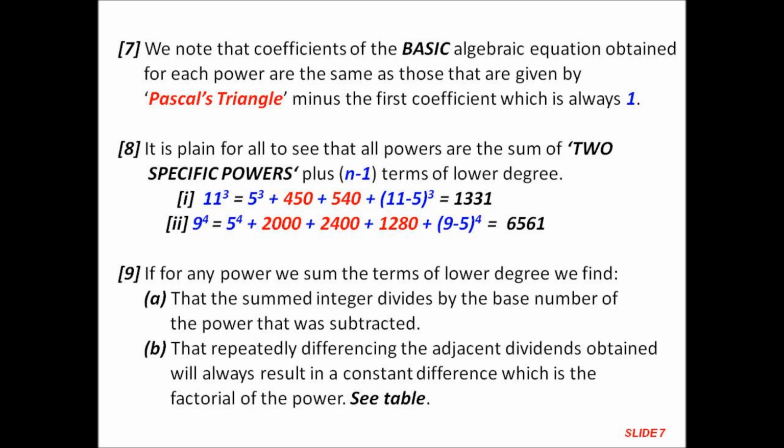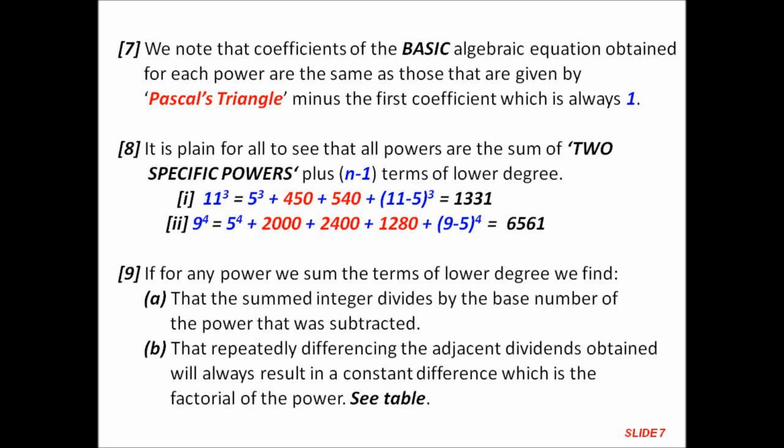1. 11 cubed is equal to 5 cubed plus 450 plus 540, plus (11 minus 5) all cubed, is equal to 1331. 2. 9 to the 4th equals 5 to the 4th plus 2000 plus 2400 plus 1280, plus (9 minus 5) all to the power 4, is equal to 6561.